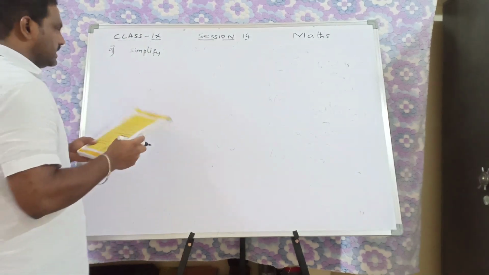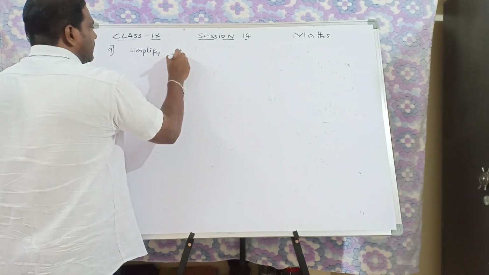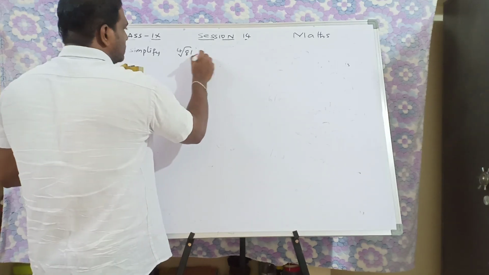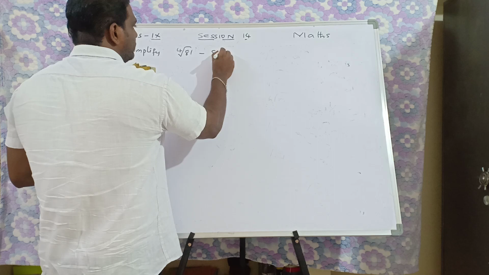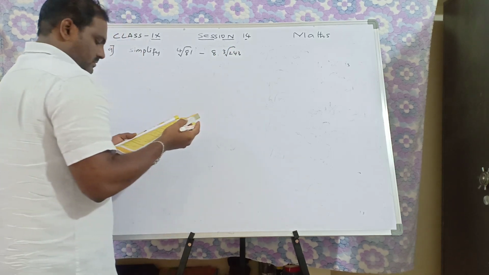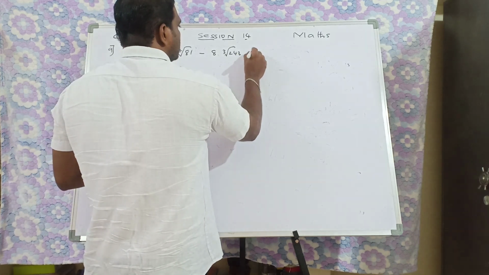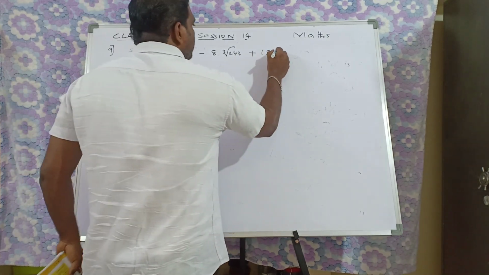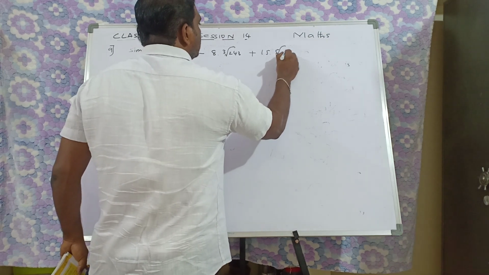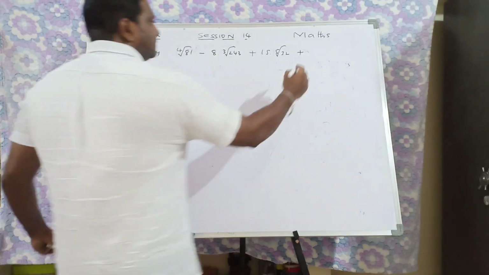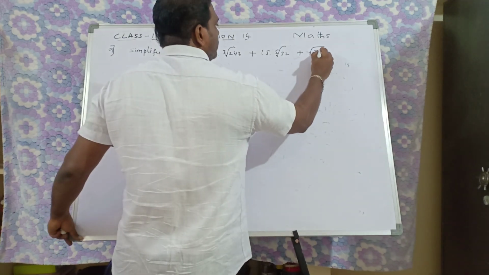How to read the question? Look at this. 4th root of 81 minus 8 into cube root of 243 plus 15 into 5th root of 32 plus square root of 225.